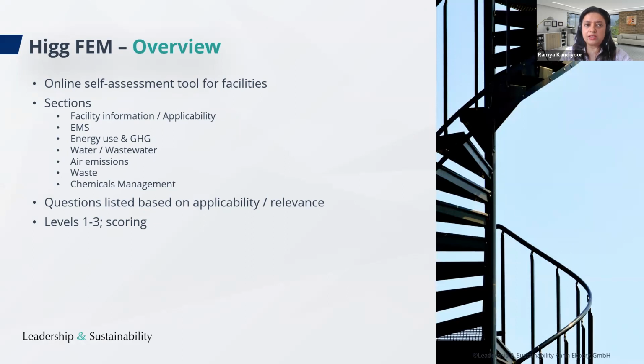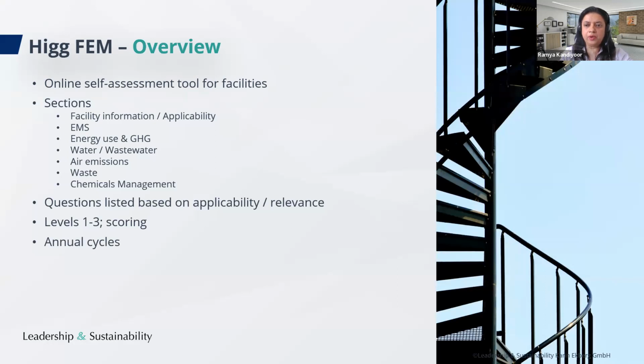Again, you have levels. You have levels from 1 to 3 on the base, and the scoring is on the basis of the questions that you answer. You have to answer all of the questions in level 1 before you are able to go into level 2 and 3 questions. And also there are annual cycles.